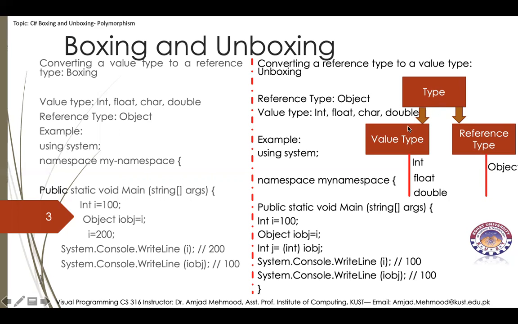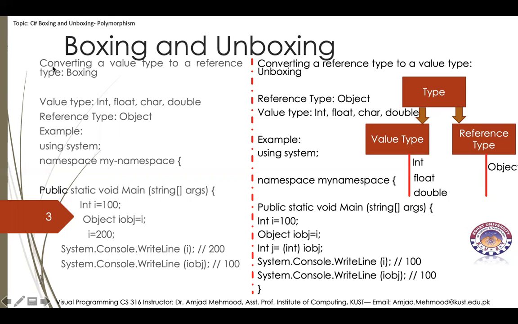When you want to convert from the value type to reference type, this is called boxing. And when you do the opposite of this, meaning when you convert the reference type to value type, we call it unboxing. So let's start with boxing.